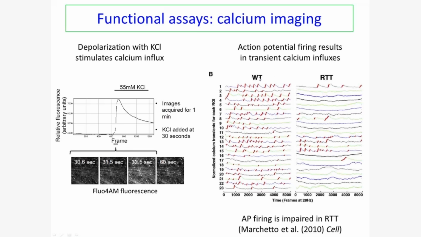And what you can see when comparing traces from wild-type control iPS cells to those of individuals with Rett syndrome is that there is a profound decrease in the number of action potentials being fired and in the ability of individual neurons to fire action potentials.